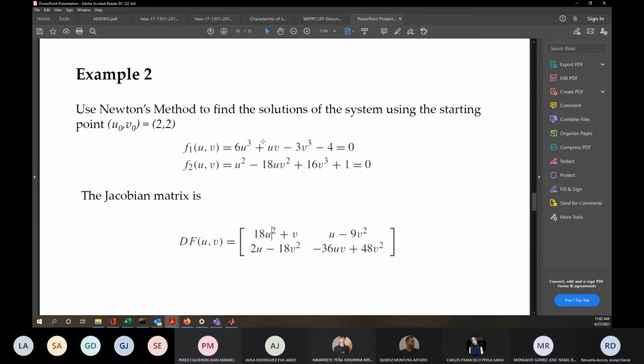Exacto. So now we go to the second equation. What's the derivative of the second equation with respect to U?